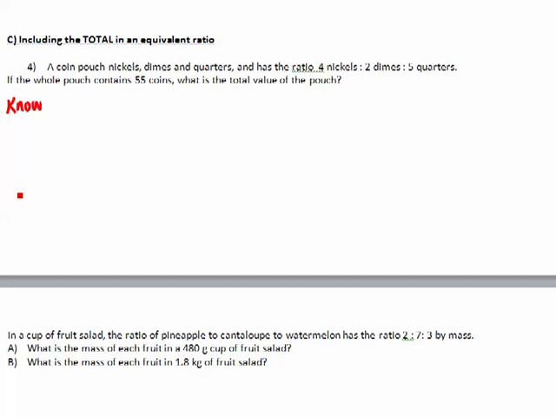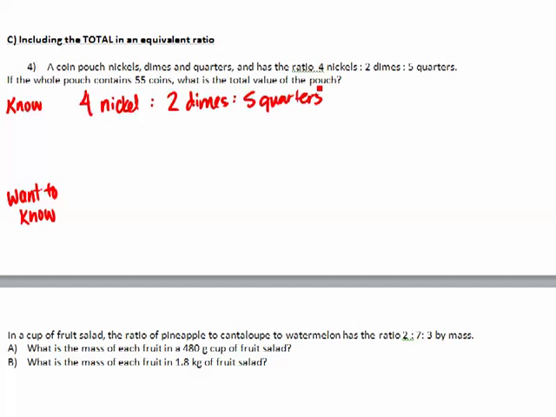So what we know is that 4 nickels is in proportion to 2 dimes is in proportion to 5 quarters. What we want to know is, if the whole pouch contains 55 coins, what is the total value of the pouch? Well, right now we don't know the value of this. We have values of 4 nickels, 2 dimes, and 5 quarters, but we don't know where this 55 fits in, and we don't know the value. So we're actually stuck with a lot of unknown information.